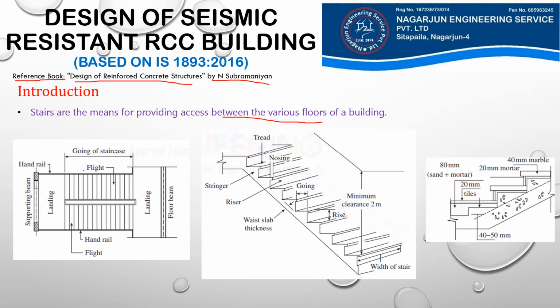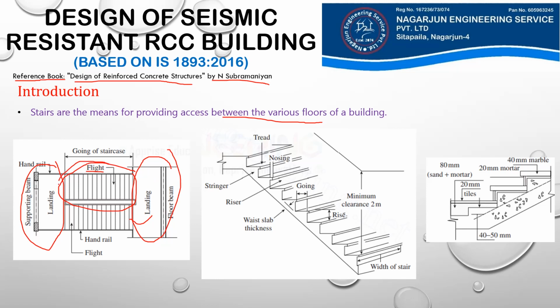The staircase essentially consists of landings and flights. If you look at this diagram here, we have landings and then we have flight for the stair. Our landings are the horizontal slab platforms, and our staircase may have one or more intermediate landings. So flight and landings are the 2 important parts of our staircase.